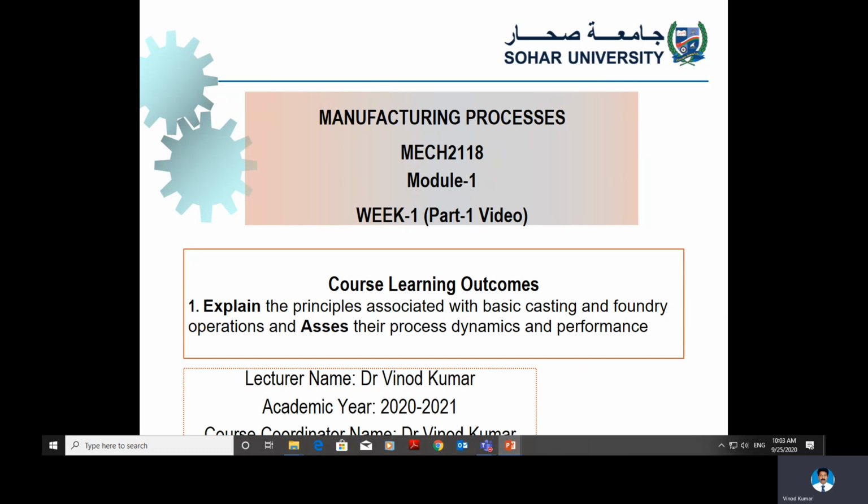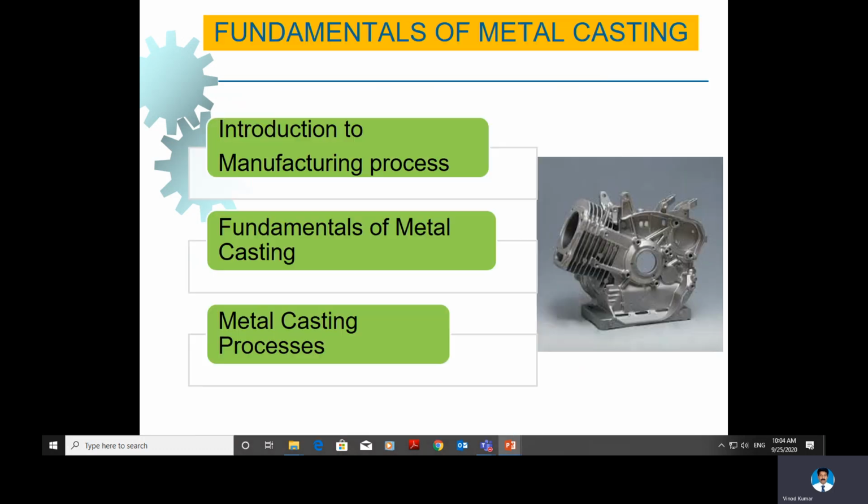This course is divided into 4 modules. Module 1 consists of Introduction to Manufacturing Process, Fundamentals of Metal Casting and Metal Casting Processes, various metal casting processes.